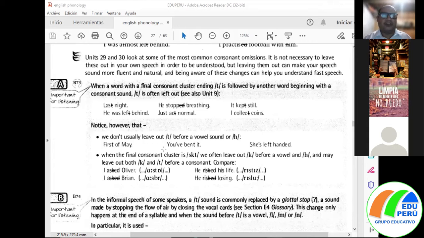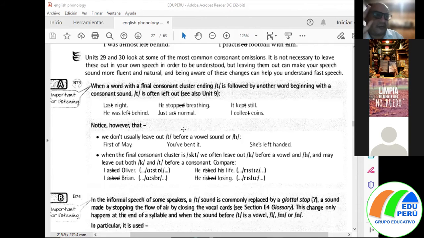What is the first rule? When a word with a final consonant cluster ending in t is followed by another word beginning with a consonant sound, t is often left out. So you're going to omit the consonant t, all right? But remember, when you have a final consonant cluster ending with t, and the next word begins with another consonant sound, the sound t is often omitted.